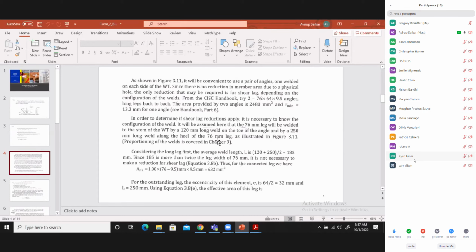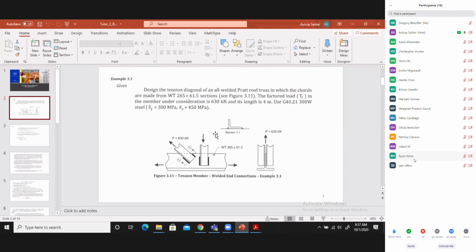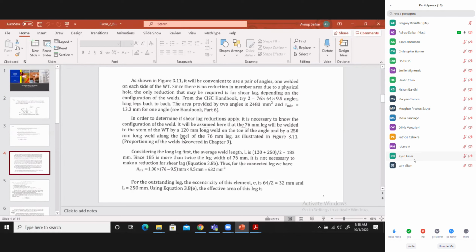So what is the toe and the heel? If we have a section like this, one part is the toe of the section and the other part is the heel of the section. It is the normal nomenclature we use for our feet. So one side is the toe and the other side is the heel. On one side we are assuming a 120 millimeter length of weld, and on the other side we require a 250 millimeter length of weld.